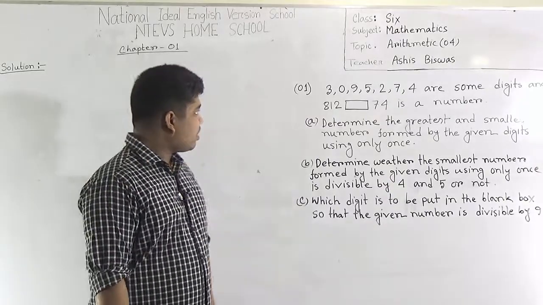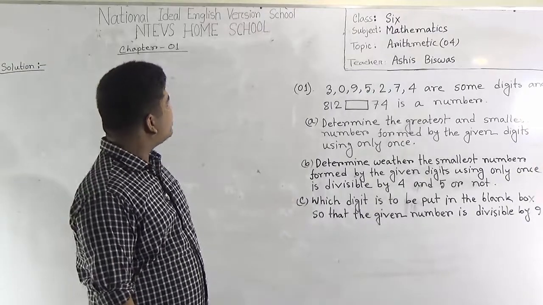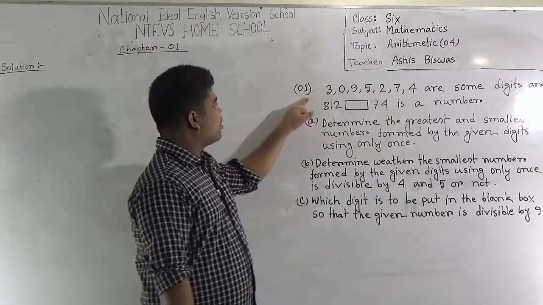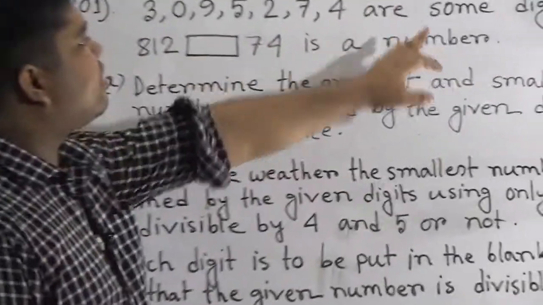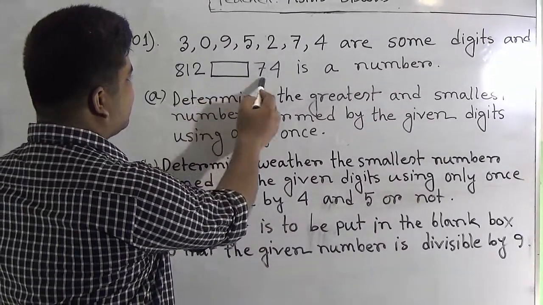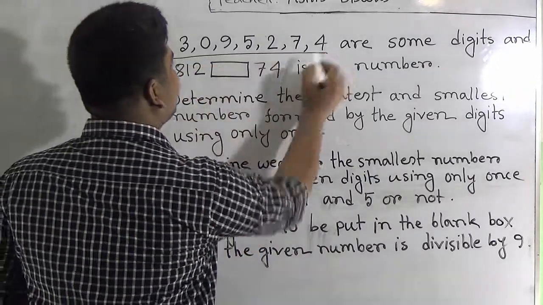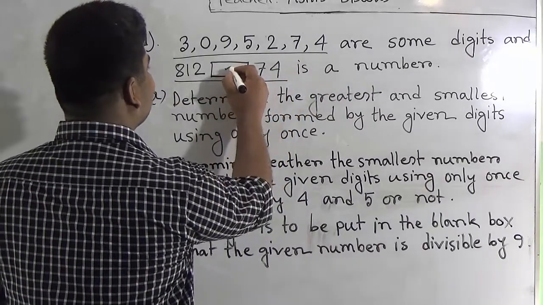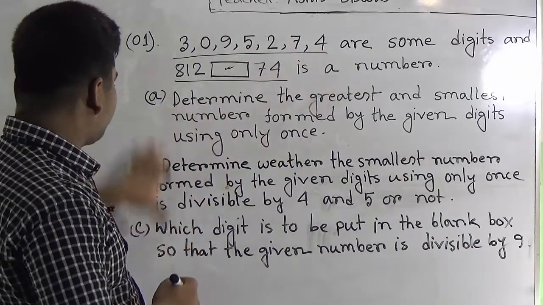So, arithmetic 4 means we shall solve a CBQ which is in chapter 1. That means the CBQ is: 3095274 are some digits and 812 blank 74 is a number. Okay, some digits are given and a number, in the number a blank space is given. So by using this stem we shall solve 3 questions.